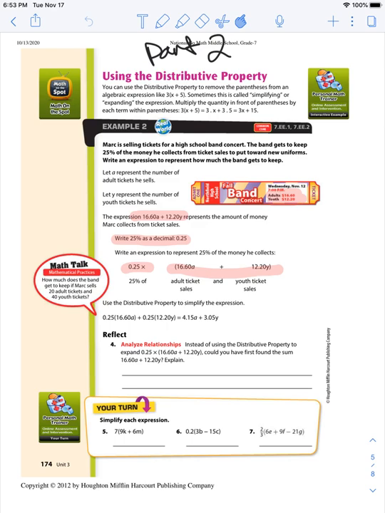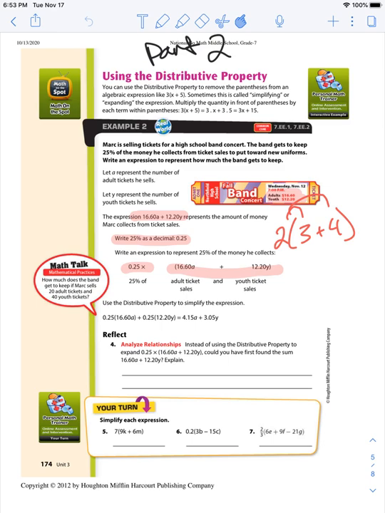So 0.25 times the total ticket sale. Remember, A represents adult tickets, so $16.60 per adult ticket, and Y represents a youth ticket, so $12.20 per youth ticket. All right, so now we're going to use the distributive property. If you don't remember what the distributive property is, it's where you have a number outside of parentheses. You can distribute that number to the numbers inside the parentheses, multiply it by both, and you're going to get the same answer as if you'd done the parentheses first.